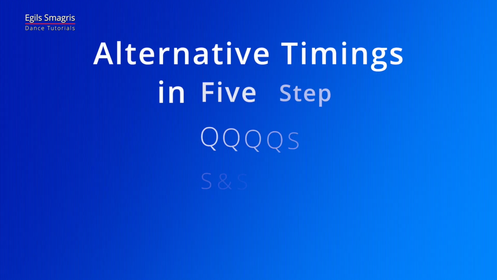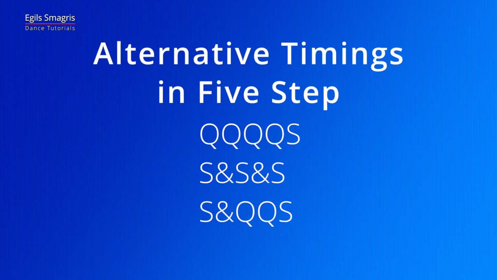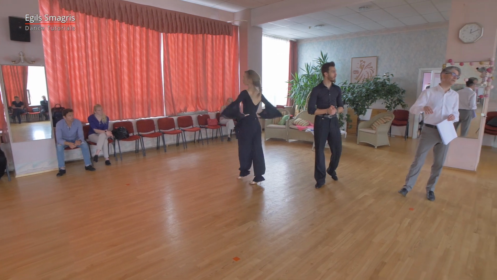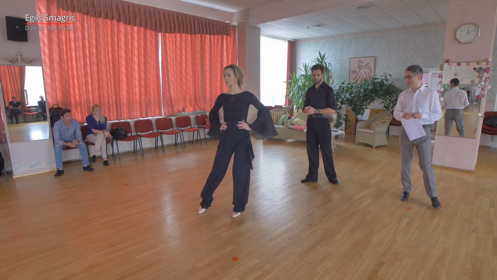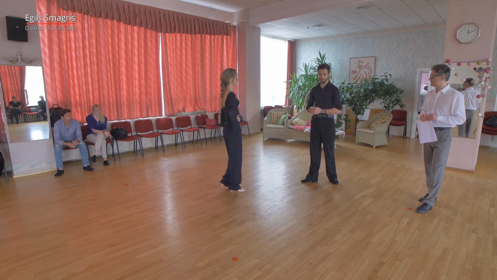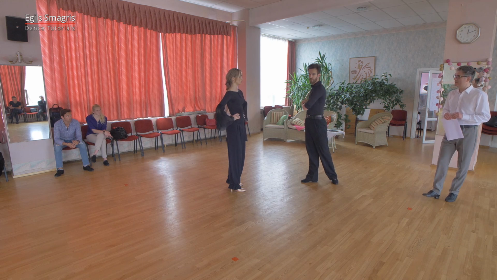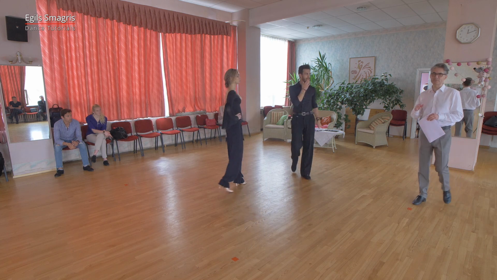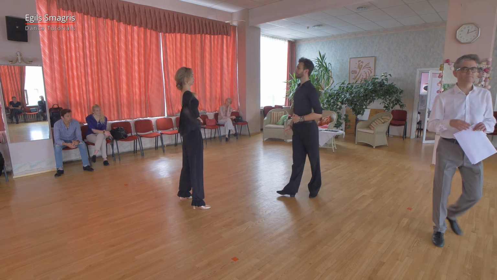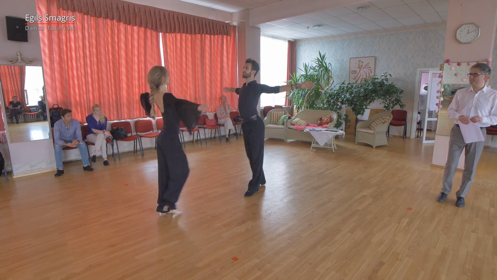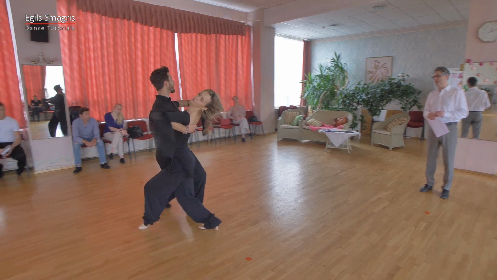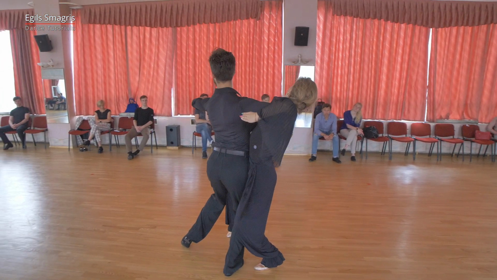Now let's look at different alternative timing versions for 5-step. In restricted syllabus we can choose different timing versions, like slow and slow and slow, or slow and quick, quick, slow. Now let's look what Edgars and Eliza will choose. And slow and quick, quick, slow.